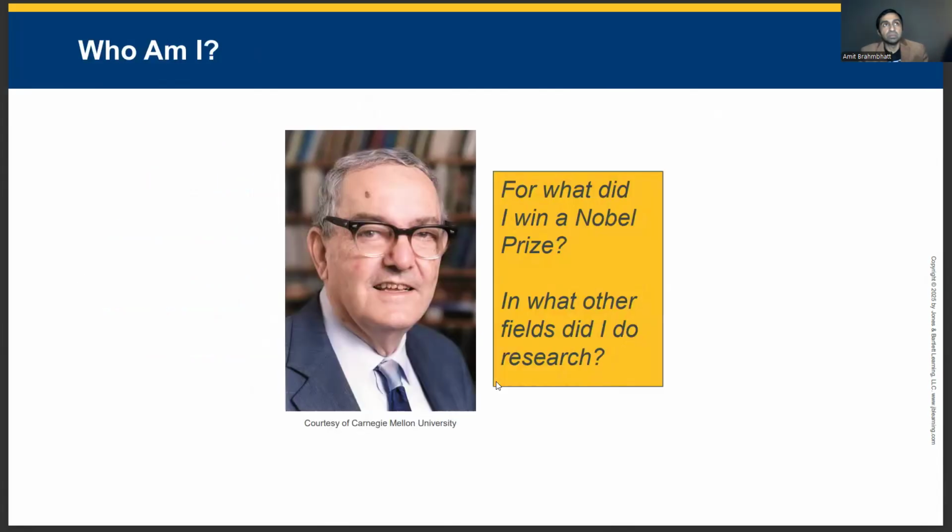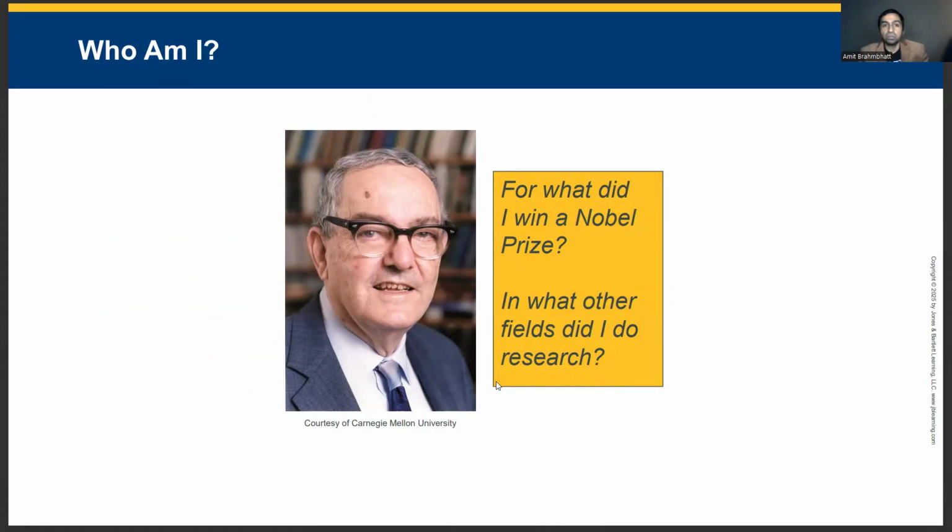Slide 51, Who am I? This slide references a person who won a Nobel Prize and worked in multiple research fields. This refers to Herbert A. Simon, a pioneer in both AI and cognitive psychology. He contributed to economics, decision-making theory, and computer science, highlighting how AI research overlaps many disciplines.